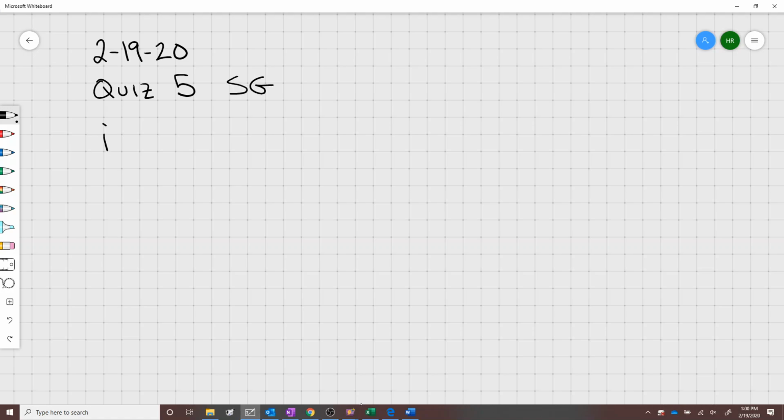And here's number 1. The vertices of the triangle PQR. Name the vertices of the image reflected across the x-axis. All right, look. When you are reflecting across the x-axis, your x's stay the same. Your y's become opposite.